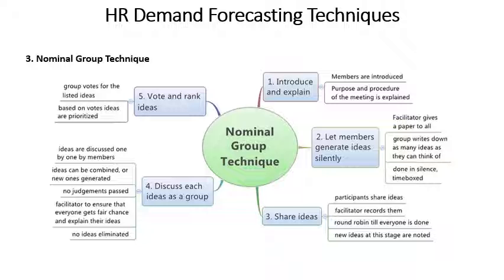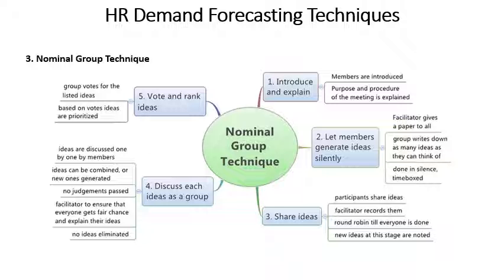Now the next stage is to discuss each idea as a group. Here each idea which is recorded by the facilitator will be discussed one by one. Everyone will give opinions on the ideas of each other. But no judgments will be finalized here. They will only discuss the pros and cons of each and every idea. The facilitator will ensure that everyone gets a chance to explain their ideas and no ideas will be eliminated. So all ideas will be considered and discussed by all experts here.